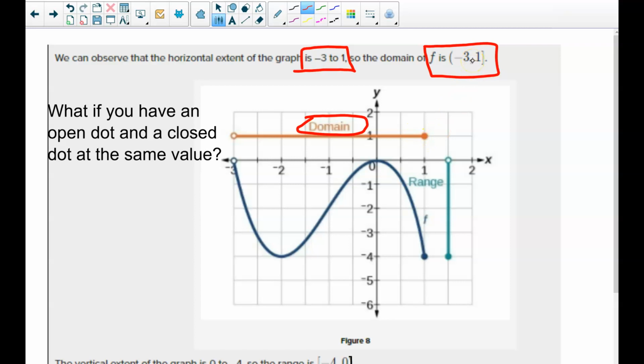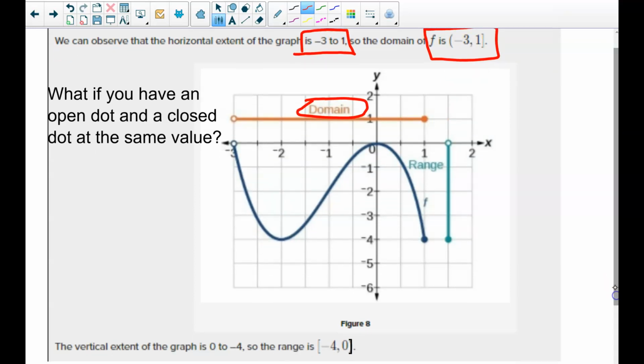And then if I look at the y values, my range values here, again, I have an open circle, and then a closed circle. Oops, sorry, not -3. We're looking at our y values this time, up and down here. So I have an open circle at 0, that's the highest that this y value goes up, and a closed circle at -4.